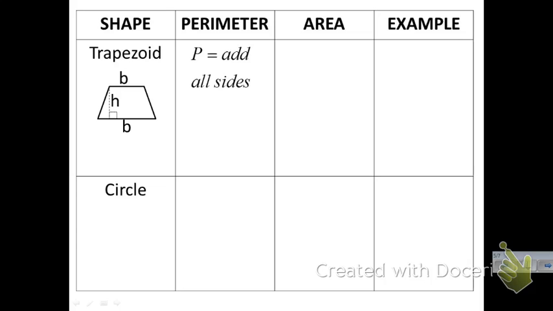Alright, for the perimeter you'll just add all your sides, and for the area you take half the height times base 1 plus base 2, or again this is the formula most kids like to use, where we just divide by 2 instead of multiplying by a half, but it's the same concept.